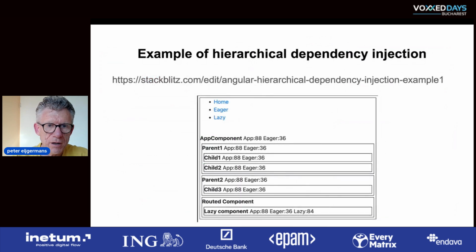I have an example about hierarchical dependency injection. It is on StackBlitz, and you see here some situations, some scenarios. How does this example work? You have here an app component, app level. You have child components, parent and childs, two parent components underneath, and you have also a routing component. So when you click on the Eager, you see here the Eager component.